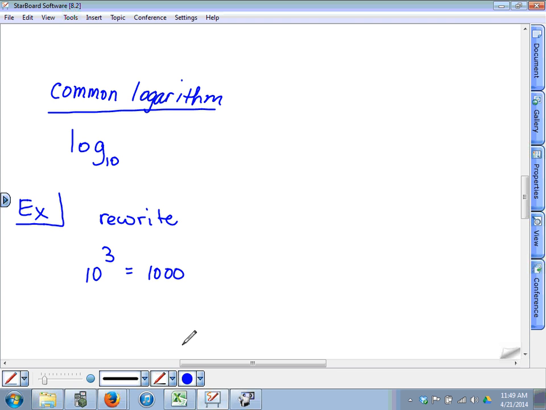I have a question. Yeah. Why is it called base 10? It's like the log and exponent.